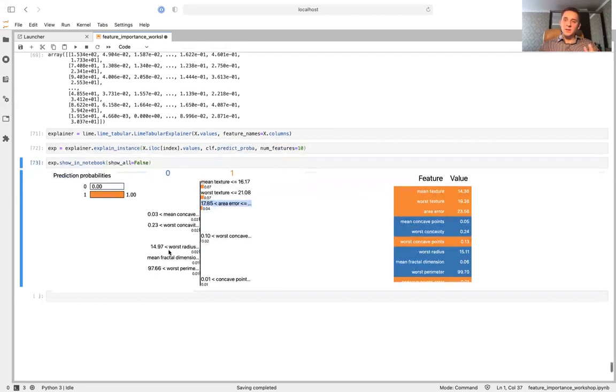So LIME is a different approach compared to Shapley when you would like to decompose the prediction of your model and understand what were the drivers of that particular prediction.